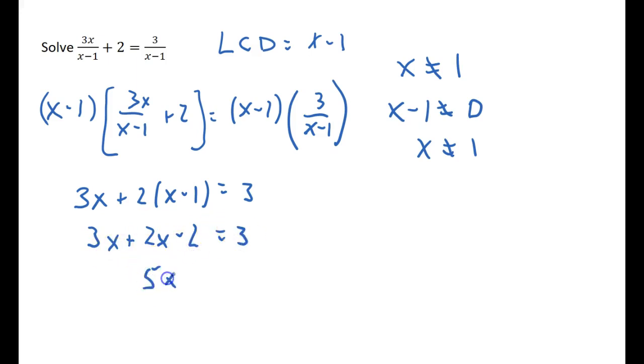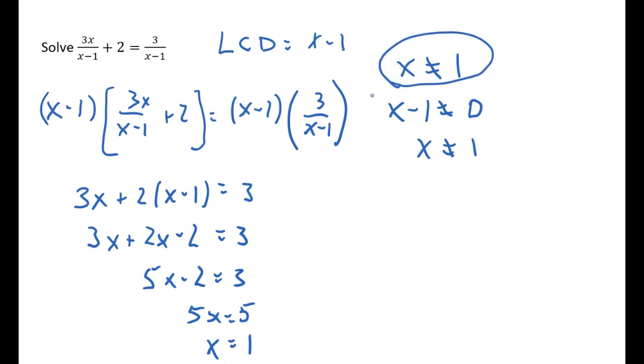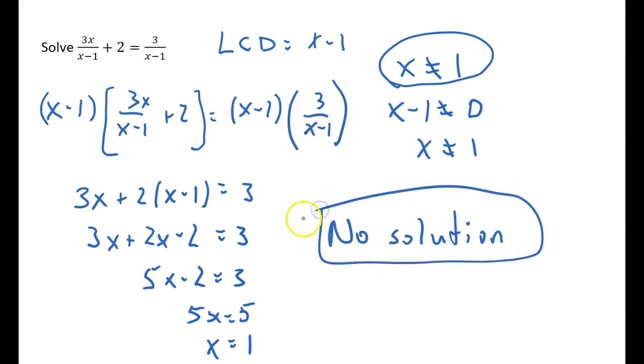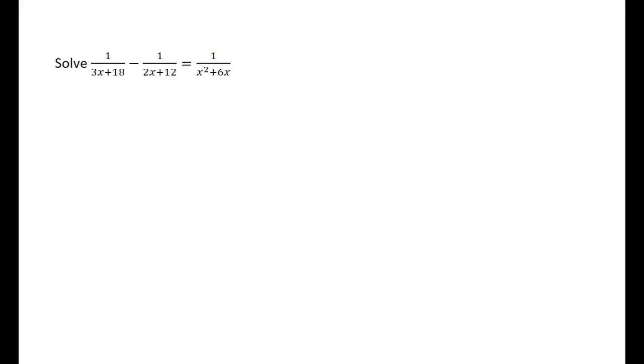Combine our x terms. Add 2 to both sides. 5x equals 3. No, 5x equals 5, right? Because I've just added 2. So x equals 1. Well, we've got a problem because what did we figure out at the beginning? We figured out that x cannot be 1. So what does that mean? It means there is no solution to this equation. Okay, now this looks kind of complicated.